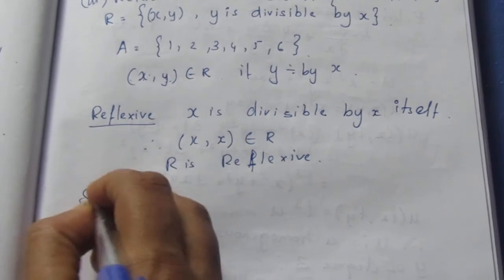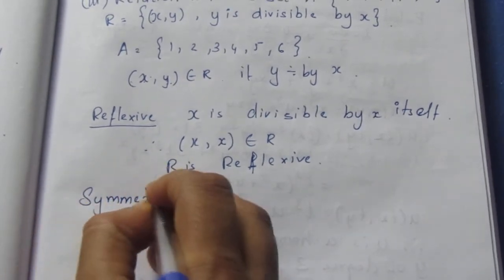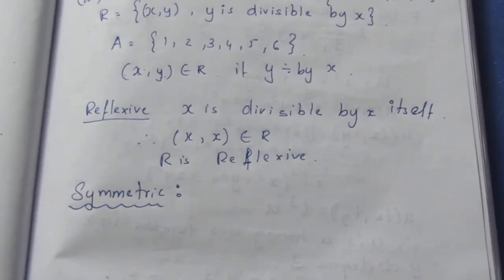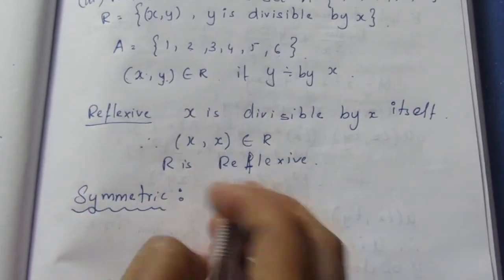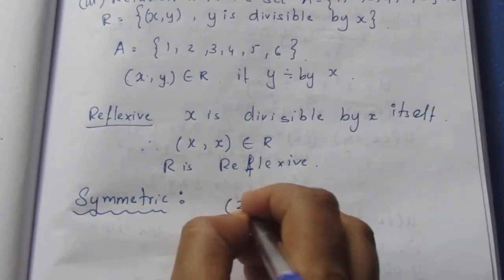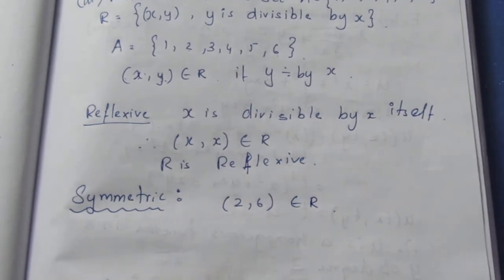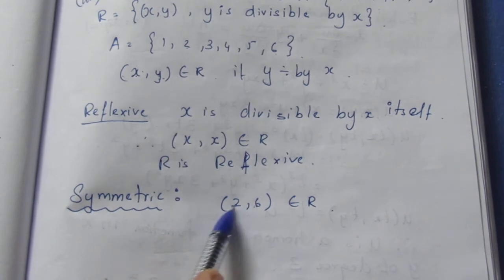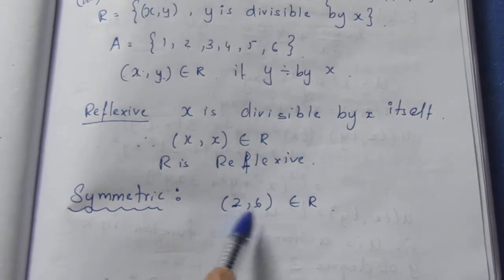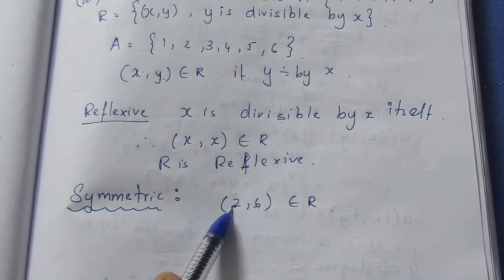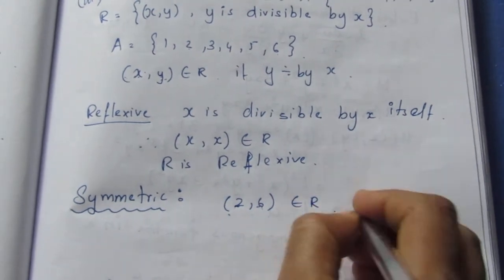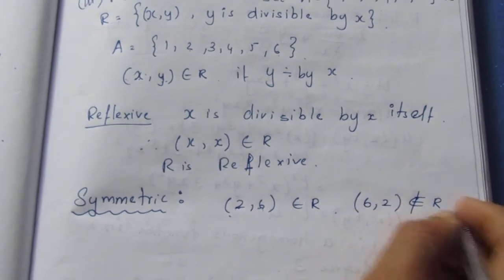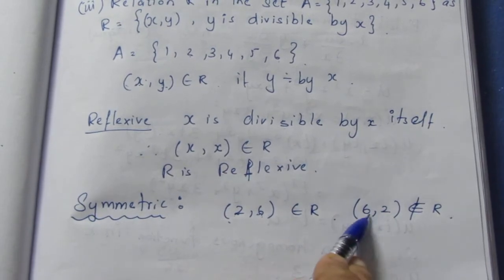Now next we will go to symmetric. For symmetric I will take one example. I will take 2 and 6. (2, 6) belongs to R because 6 is divisible by 2. It is divisible. We can cancel the both. We know that 6 by 2, second one is divisible by the first one. So 6 by 2 we can cancel and we can write. But in the case of (6, 2), this does not belong to the relation R because 2 by 6 is not divisible.